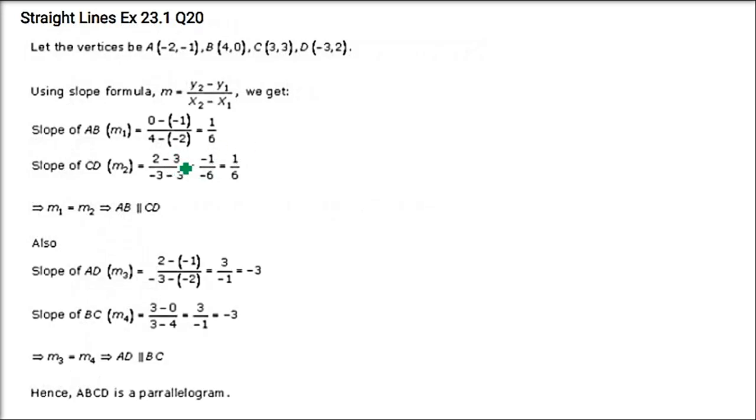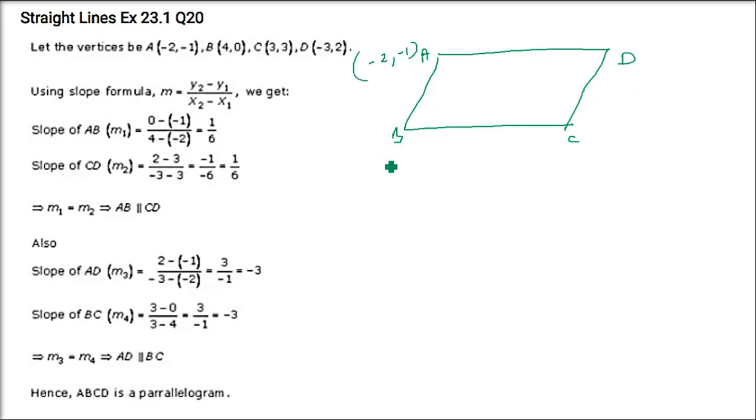Next is, by using the concept of slope, show that the points (-2, -1), (4, 0), (3, 3), and (-3, 2) are the vertices of a parallelogram. Now only the slope concept has to be used, and the parallelogram has to be proved, and this is an NCERT question, so it will be important. Now this is ABCD, you can say a quadrilateral. So A is (-2, -1), B is (4, 0), C is (3, 3) and D is (-3, 2).